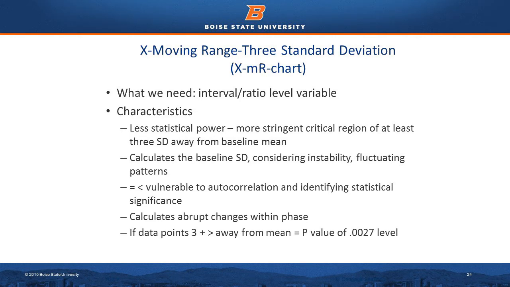The other method, and one that is much preferred, is the X-moving range 3 standard deviation, or XMR chart. This method requires behaviors at the interval or ratio level. This method uses more stringent criteria as it requires 3 standard deviations from the baseline mean and considers the instability or fluctuating patterns during the baseline. If the data points during the intervention phase are 3 standard deviations away from the baseline mean, the p-value is at the 0.0027 value, a value that is more rigorous than the 0.05 level.